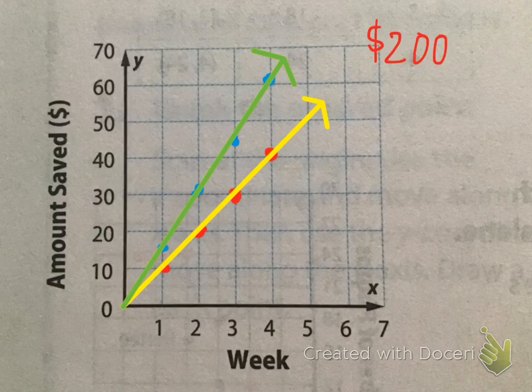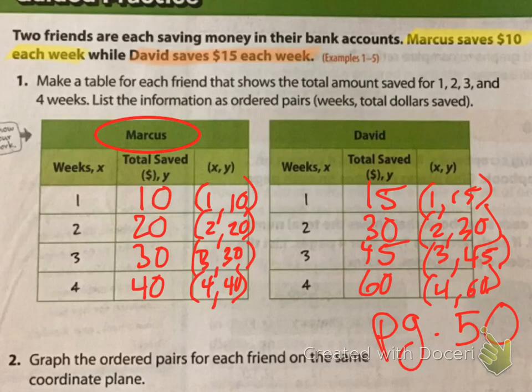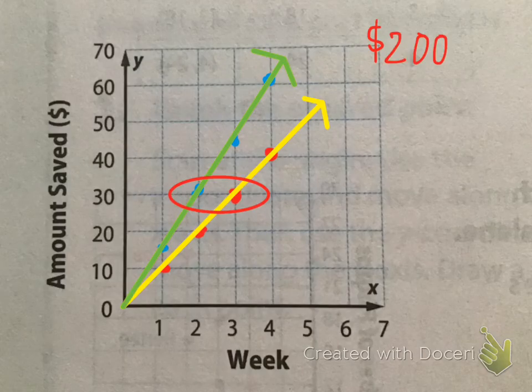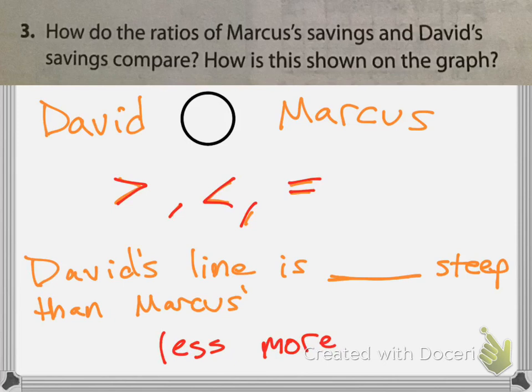Green. Exactly. It has surpassed it by a lot. Look, here's when they had the same amount of money, but one had it at week 2 and one had it at week 3. So that's how we can look at a graph and determine which has a higher ratio, and which graph is going to be steeper. Now, who has more money? As we said before, David has more money than Marcus. So David's line is more steep than Marcus's.